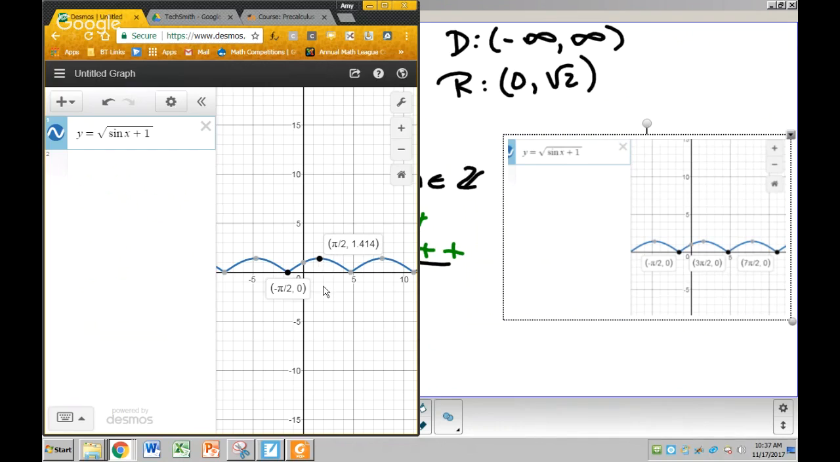Square root of 2. So the maximum is square root of 2 because the maximum sine will be is 1, and 1 plus 1 is 2, and you take the square root of that and you get root 2. Got it? Why is it 1 plus 1? What? Sin x can be as big as 1. Oh, because it's sin x plus 1. Yes, right. Okay. Good. All right, another interesting one.